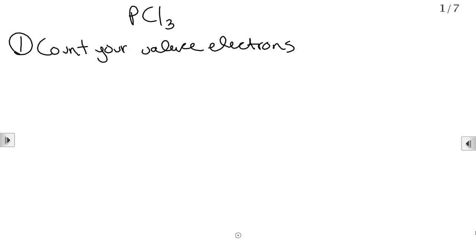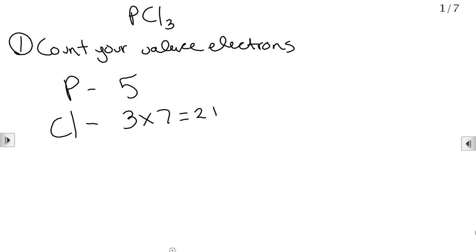And so the way I'm going to do that is phosphorus is in group 15. And so it's going to have 5 valence electrons. Remember, that's the ones place. And then chlorine, I have 3 chlorines. Chlorine is in group 17, so I'm going to have 3 times 7, which is 21. So 5 plus 21 is 26. So when you get done, your picture needs to have 26 electrons in it.